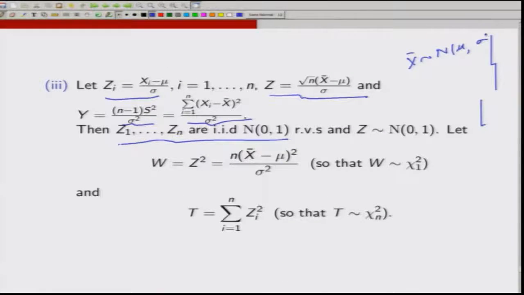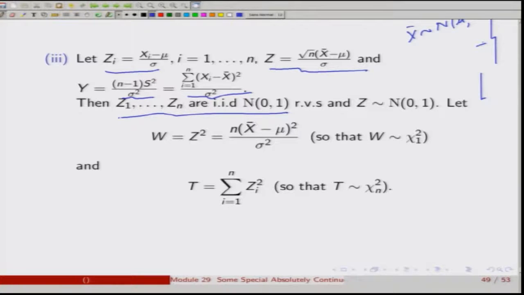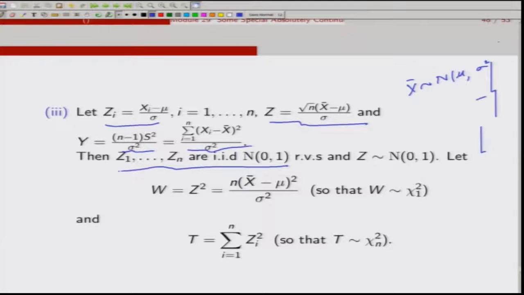Is sigma square by n. So I normalize it: x bar minus mu divided by the standard deviation, which is sigma by root n, is normal 0, 1. So that means z would be normal 0, 1. So let w, which is z square, which is n times (x bar minus mu) whole square by sigma square, which is a square of a normal 0, 1 distribution. So w would have a chi-square on 1 degree of freedom.